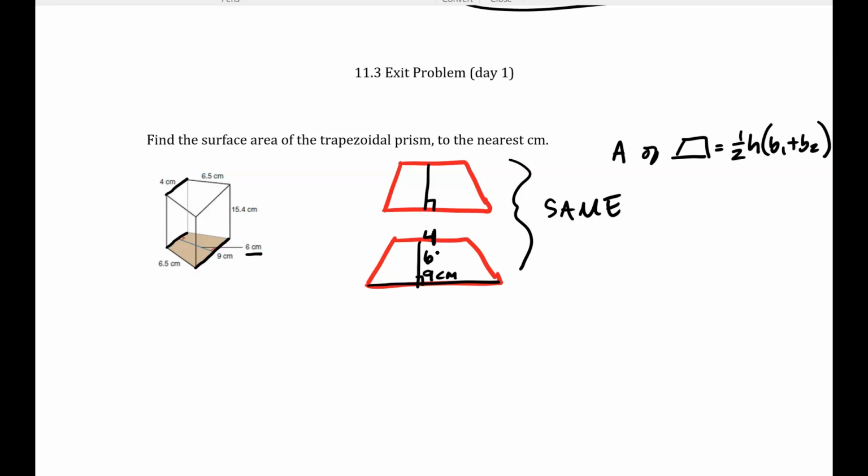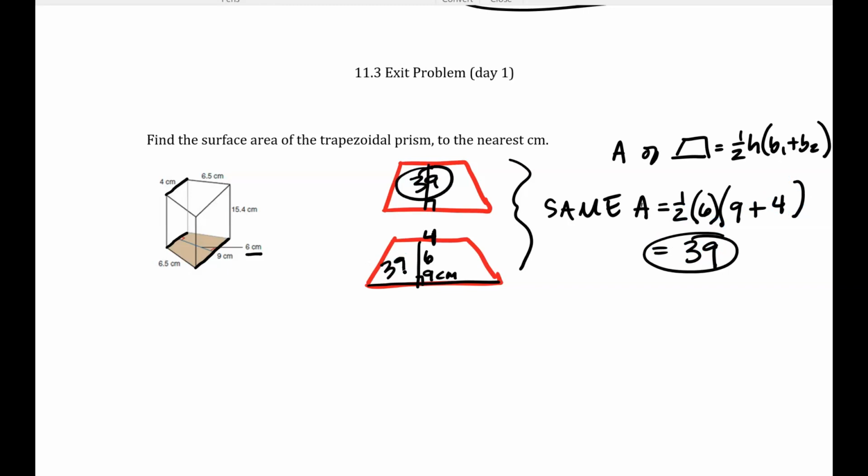So I've got everything that I need to know, so I'm going to use my formula for area of a trapezoid. So I've got 1/2 times the height of 6 times base 1 is 9, base 2 is 4. So I work that out and I get an area of 39. So that means this area is 39 and this area is 39. So I have 2 39s. Now I'm going to identify what the other sides are.